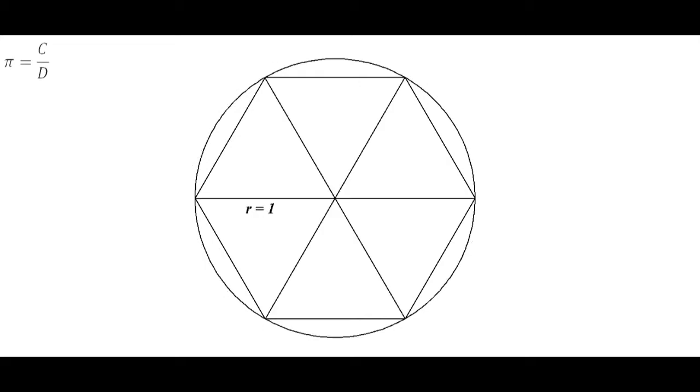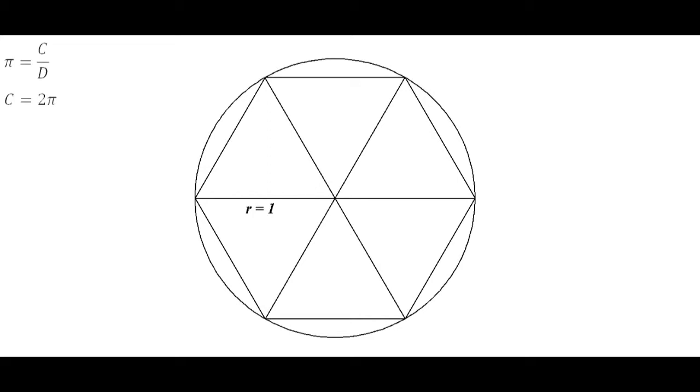Here we have a circle with a radius of 1 and therefore a diameter of 2. Based on the formula c equals 2 pi r, this makes the circumference equal to 2 pi. There is a regular hexagon inscribed inside the circle, which means that all the vertices of the hexagon touch the circle at one point. The hexagon is divided into 6 equilateral triangles, so the side of each triangle is the same as the radius of the circle.